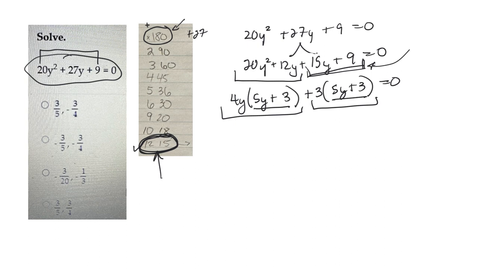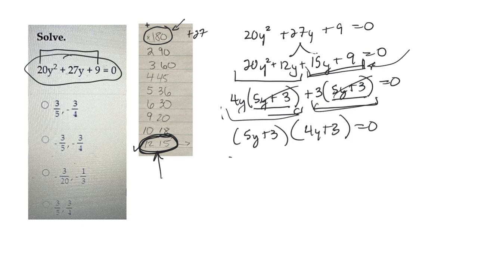Okay, so now in the first one and the second one, there's a common 5y plus 3. I can factor that out. And if I do, I'm left with 4y plus 3 equals 0. Then the 0 property: 5y plus 3 equals 0, or 4y plus 3 equals 0.